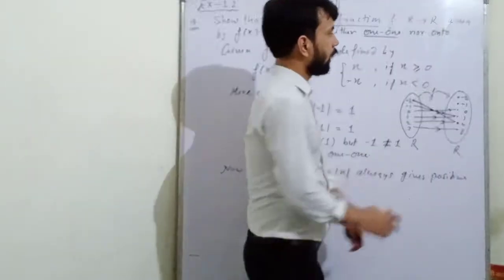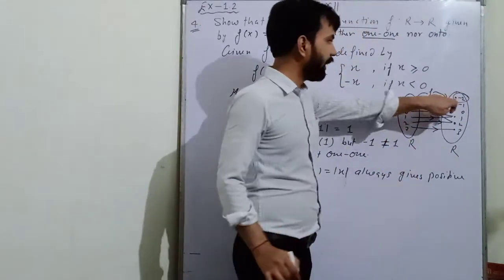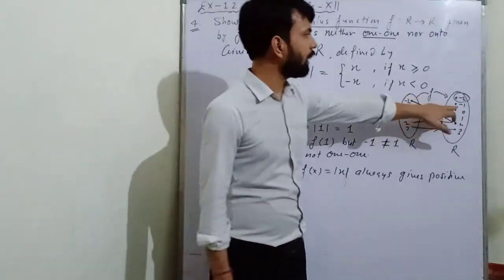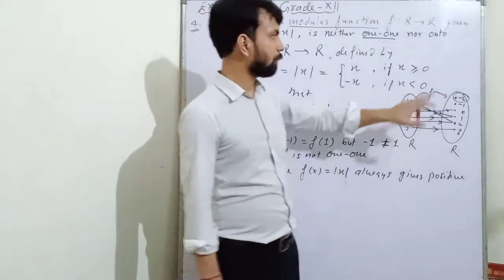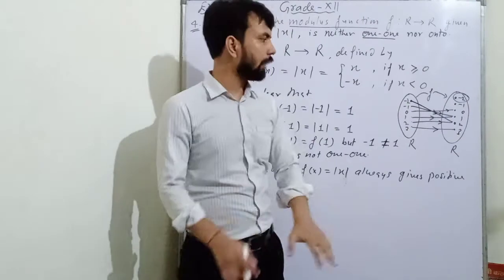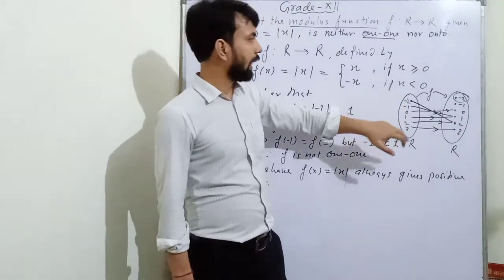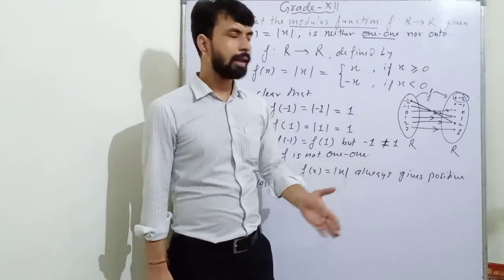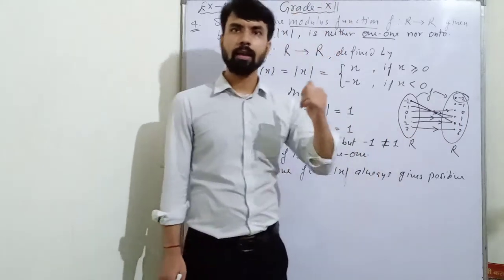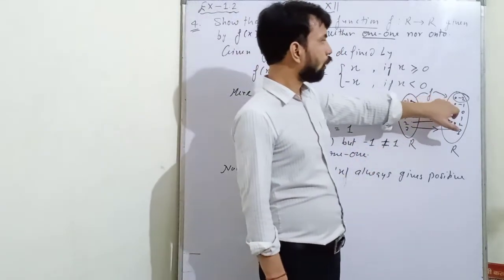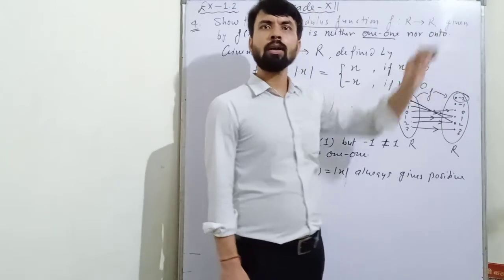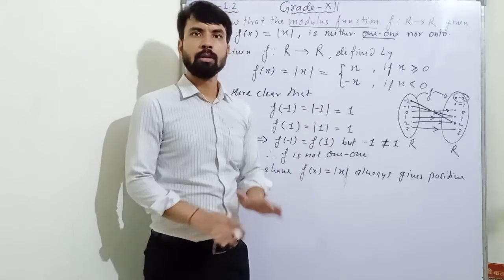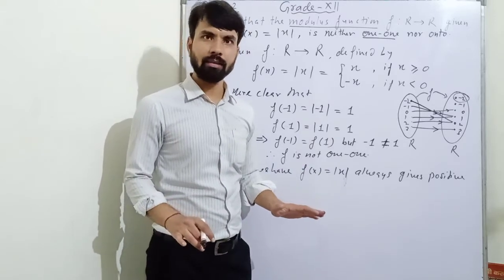So see, does -2 have any pre-image in the domain? No, because -2 is not occupied. -1 is also not occupied. That means we can say that -2 and -1 are not related to the domain; that means -2 and -1 do not have any pre-image at all. Whereas the condition is that every element must have its pre-images in its domain. So here all the negative numbers do not have their pre-images in its domain. That's why this function is also not onto. Hope it is clear? Yes.